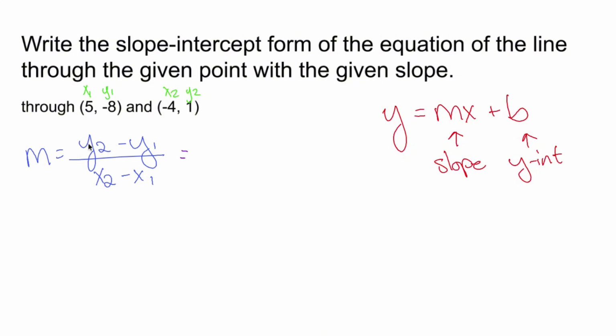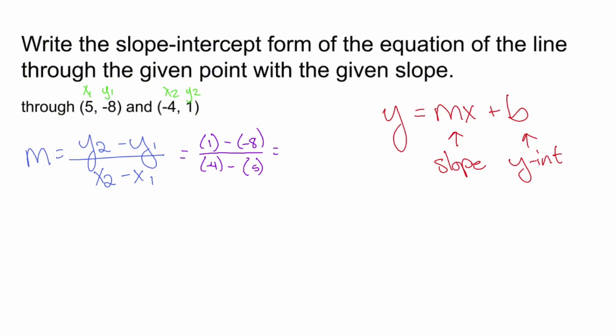Now that I labeled them, I can plug things in and find my m. I'm going to replace y sub 2 with parentheses 1, minus is minus, replace y sub 1 with parentheses negative 8, draw out my fraction bar, replace x sub 2 with parentheses negative 4, minus is minus, and replace x sub 1 with parentheses 5. So let's clean this up.